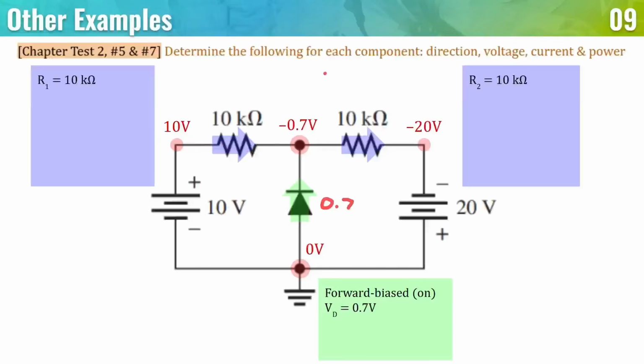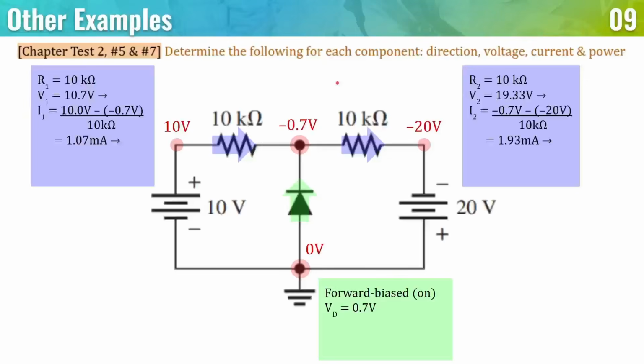So now let's compute, starting with the resistors, both having 10 kilo ohms respectively. Take note that the currents will no longer be equal since this is not equal to negative 5 volts anymore. So across this resistor, the current is going to be 10 minus negative 0.7 over 10 kilo ohms. So the current across this one is going to be 1.07 milliamperes.